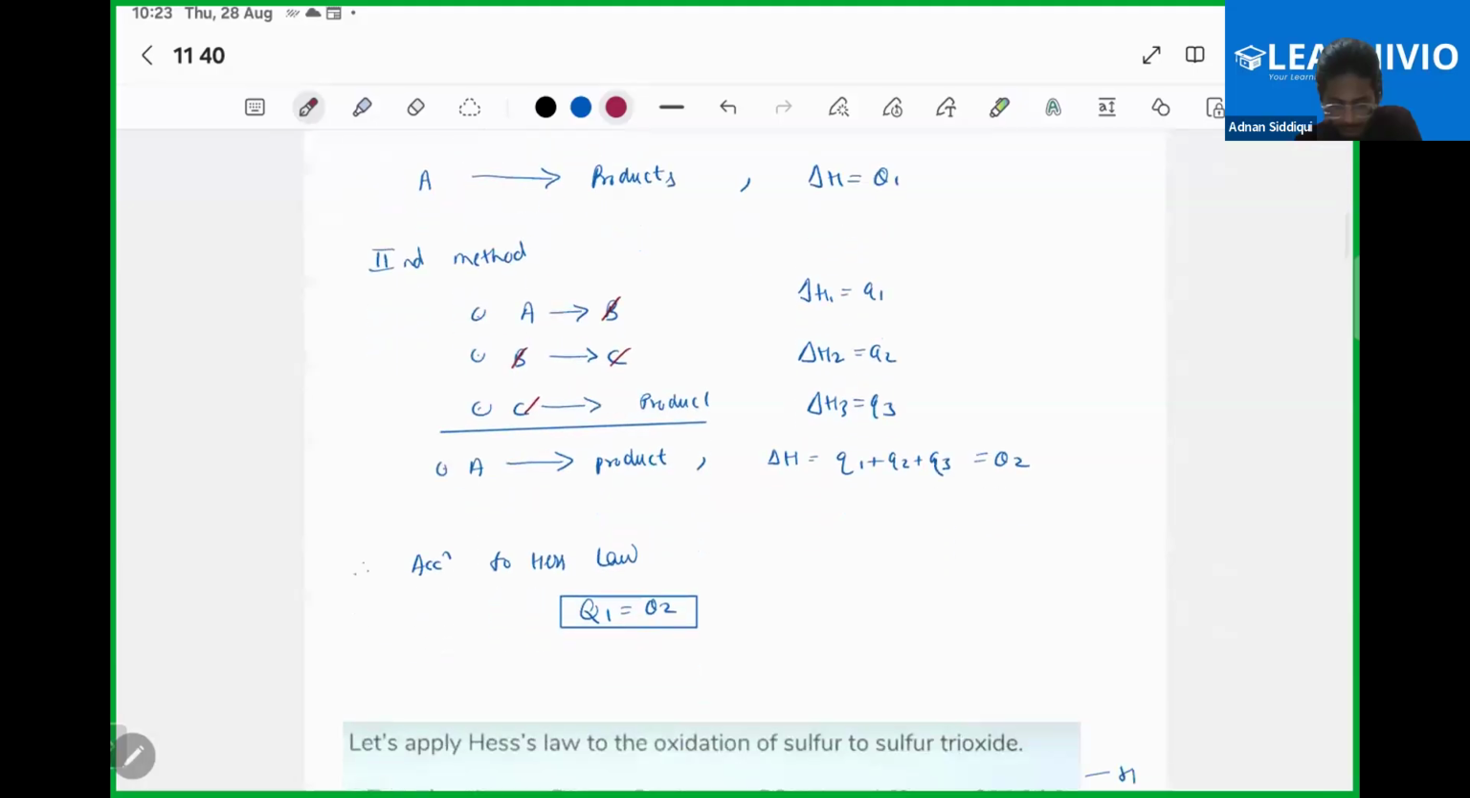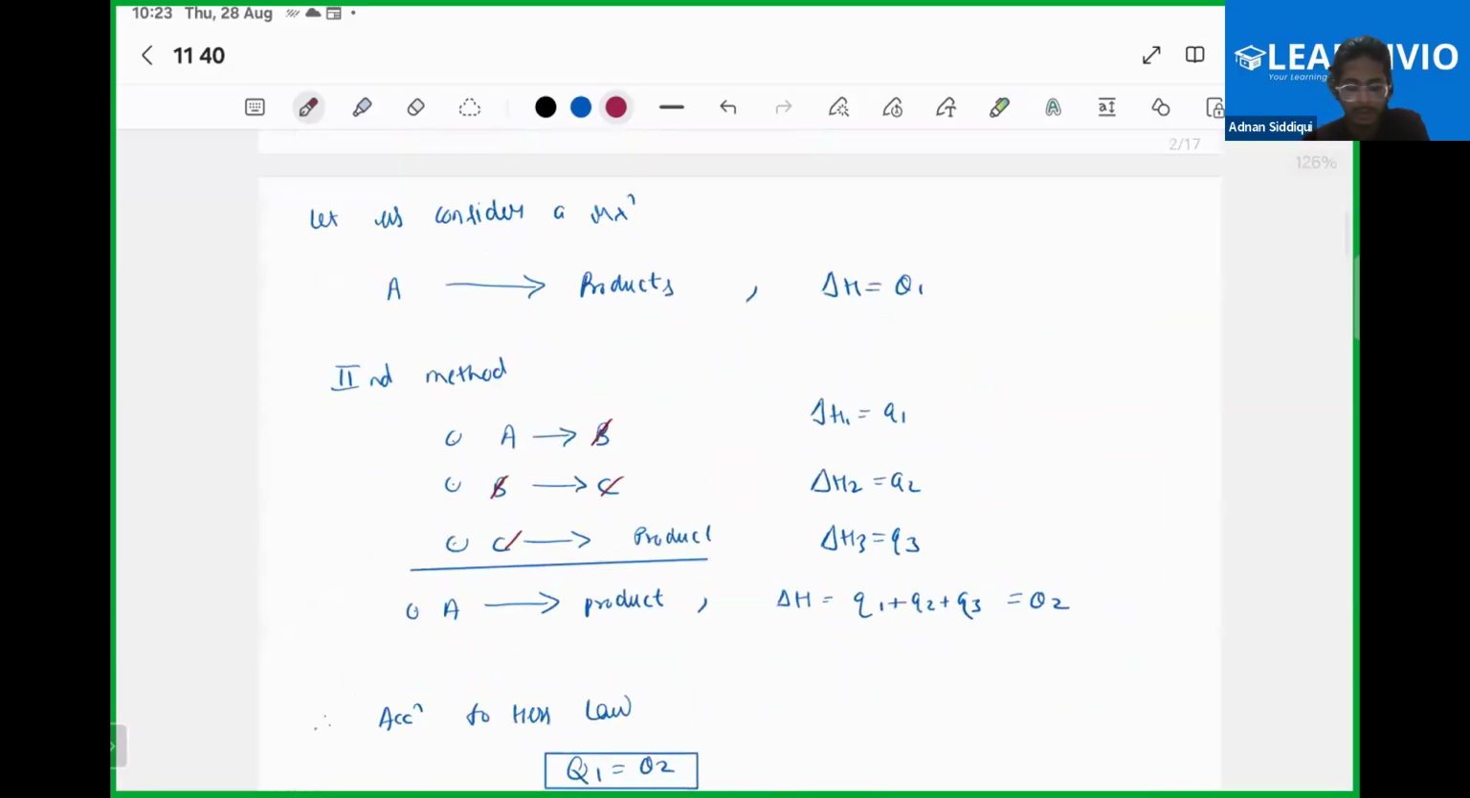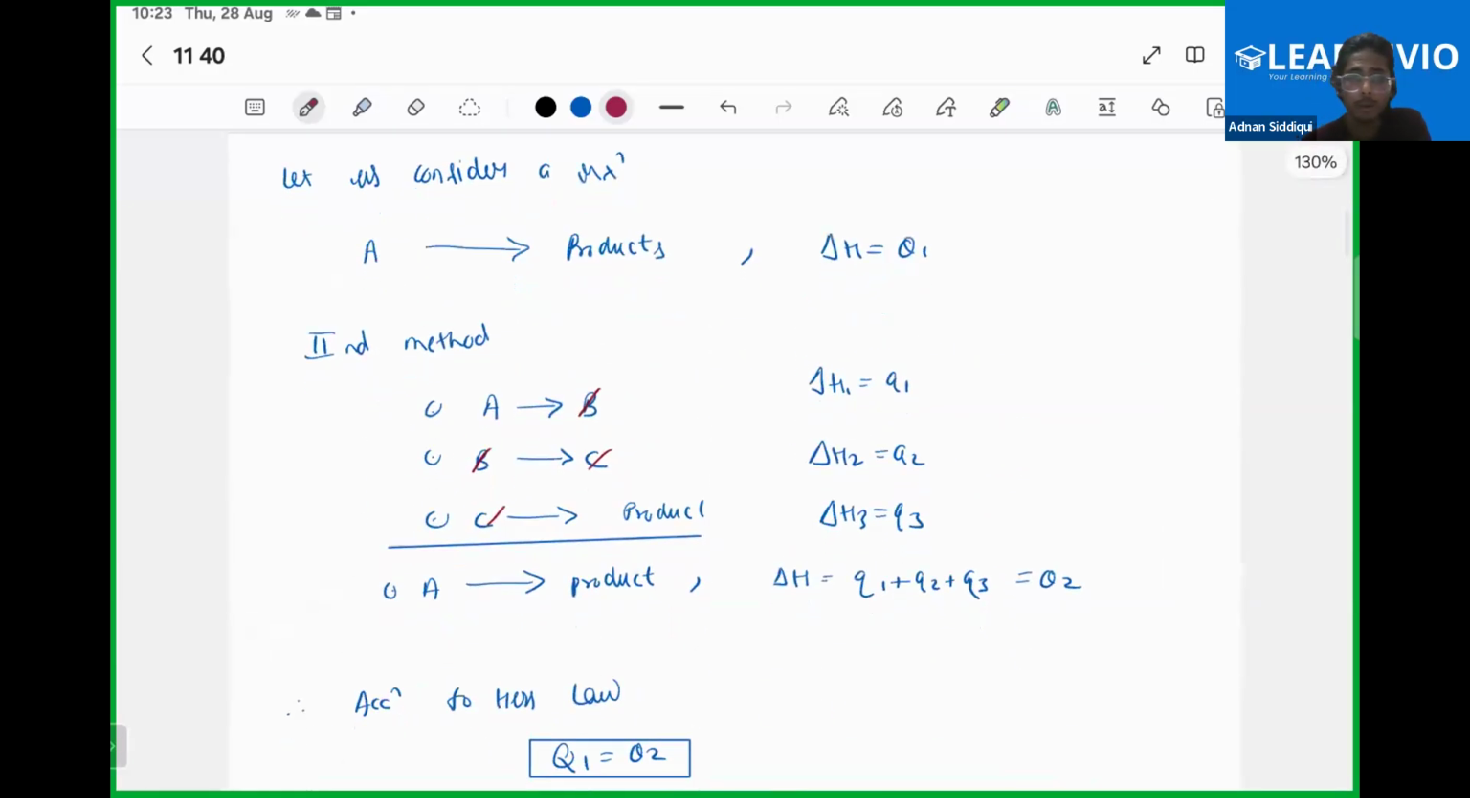Now, let us consider another reaction. We are going from A to product. This is the second method to understand the same thing. Delta H is basically your Q, which is heat, but at constant pressure. Can we say it like Q? Because it is heat again, but it is constant pressure heat. So to be more specific, we call it enthalpy. But it is still heat exchange, right?